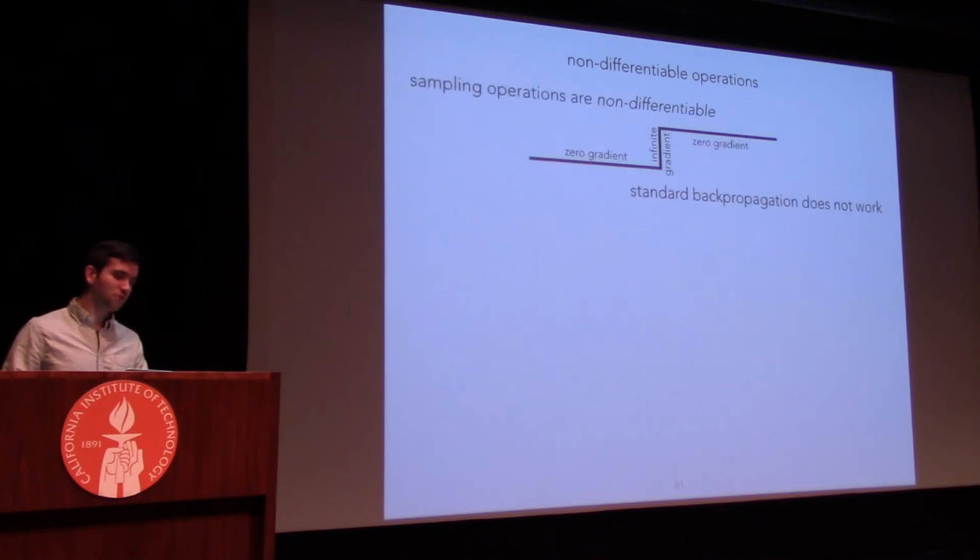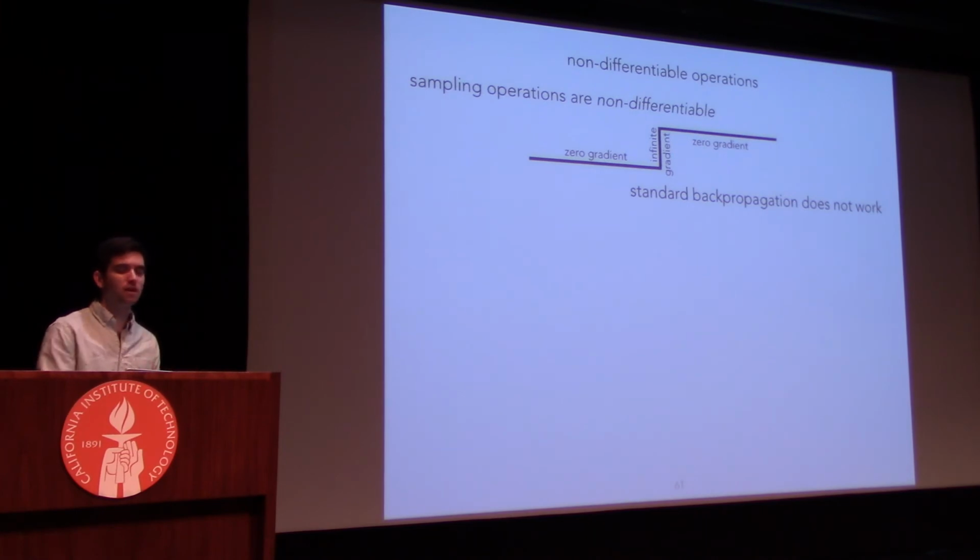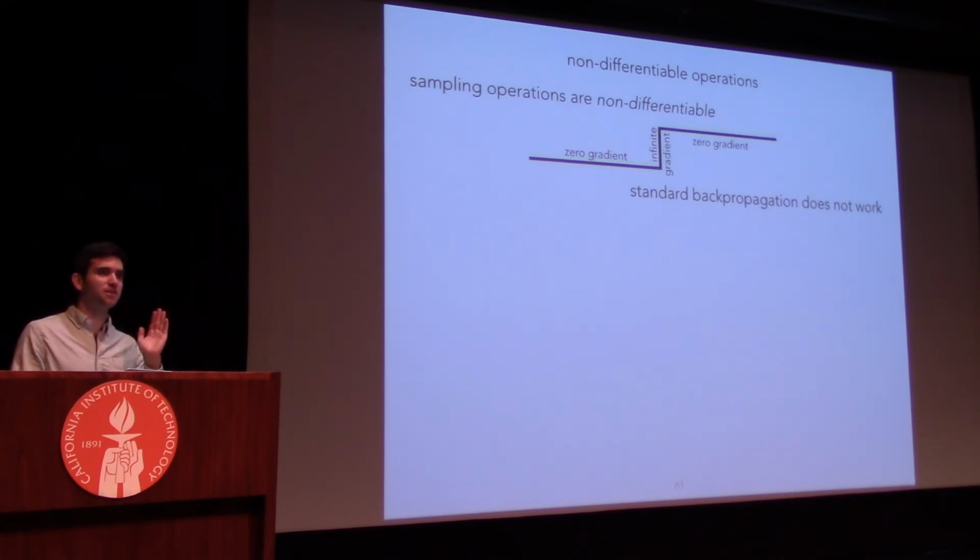So there's this problem that we see where a lot of sampling operations are actually non-differentiable, because once you've sampled something, that's like something you can't necessarily just undo. And standard backpropagation isn't going to work for that, because you have an infinite gradient where it changes from the value that you sampled, and then zero gradient everywhere else. So that's something you can't use for backpropagation.